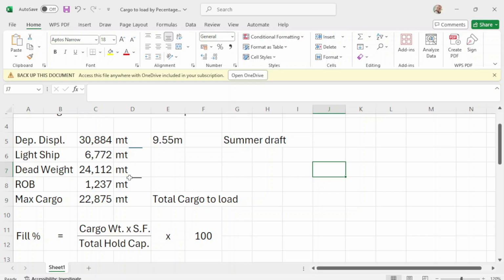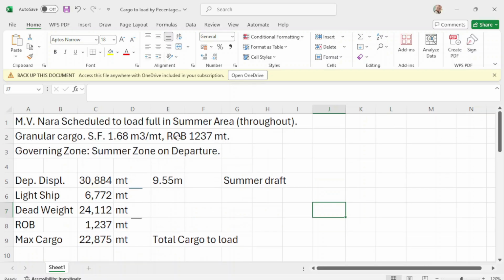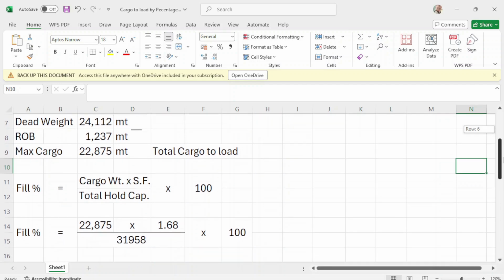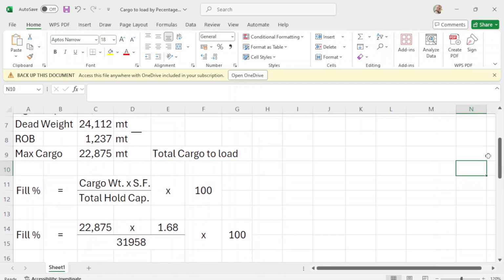is 24,112 metric tons. Then you have your ROB, which is this one, 1,237. Subtracting the ROB gives your maximum cargo to load. So this should be your total cargo to load. Then we will fill the cargo hold by percentage.